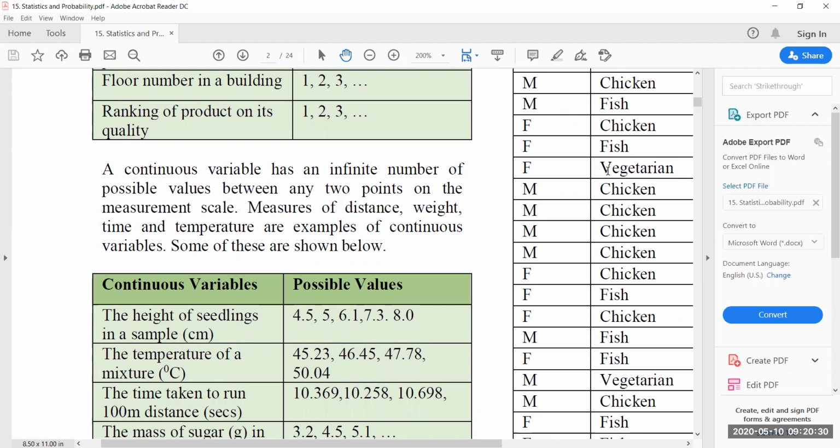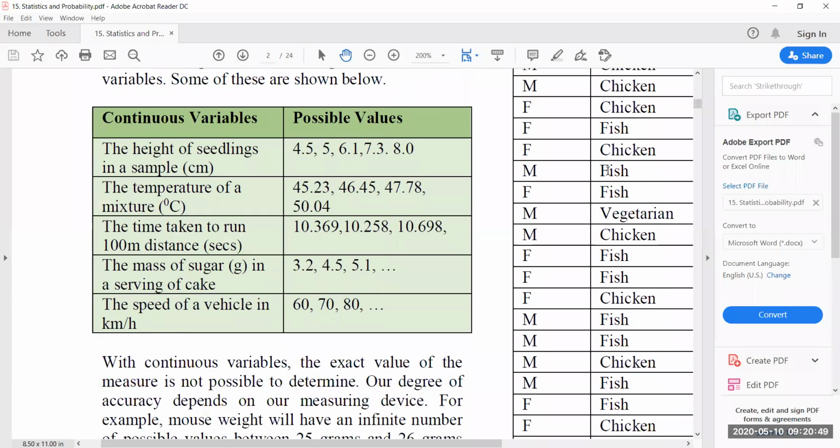A continuous variable has an infinite number of possible values between any two points on the measurement scale. Measures of distance, weight, temperature, and time are examples of continuous variables. Some of these are shown below. The height of seedlings in a sample. Seedlings are what you get when you plant a little seed. Some possible values in centimeters could be 4.5 centimeters, 5 centimeters, then it could grow to 6.1 centimeters, 7.3 centimeters, then 8.0 centimeters, etc.